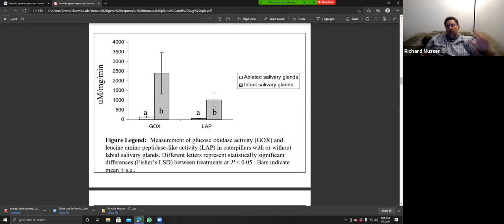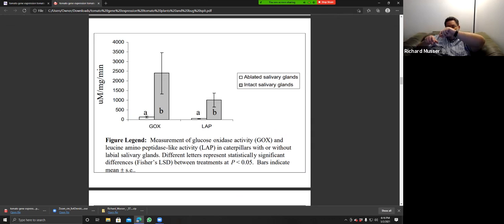So what I did is I allowed caterpillars again to feed on those glass fiber discs, and then I rinsed off the glass fiber disc into a microcentrifuge tube and spun it down and so forth, and then did an enzyme assay on what was actually secreted on the paper. What I found was that if the caterpillars had intact salivary glands and they fed on that paper, there was lots of glucose oxidase activity.